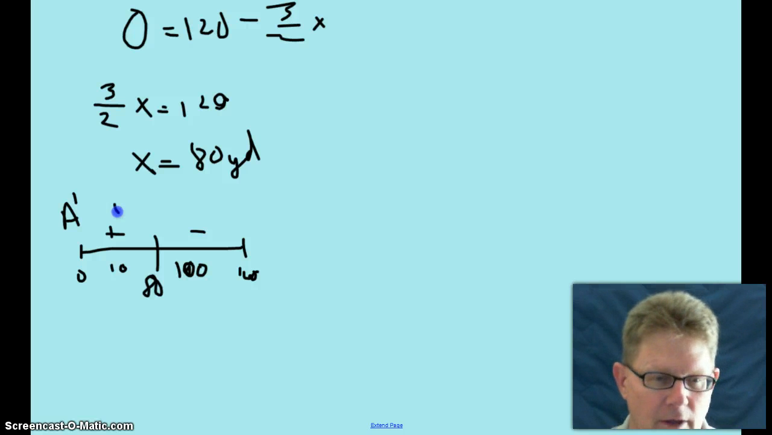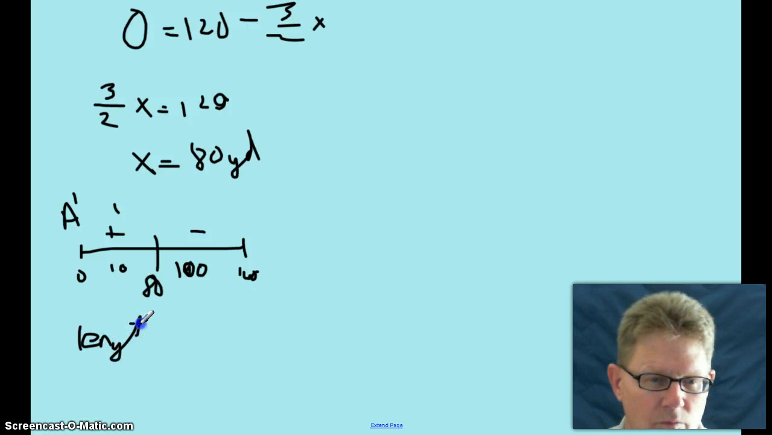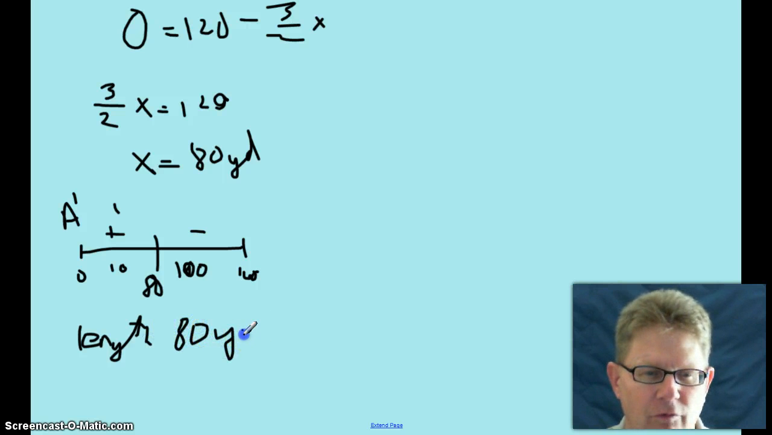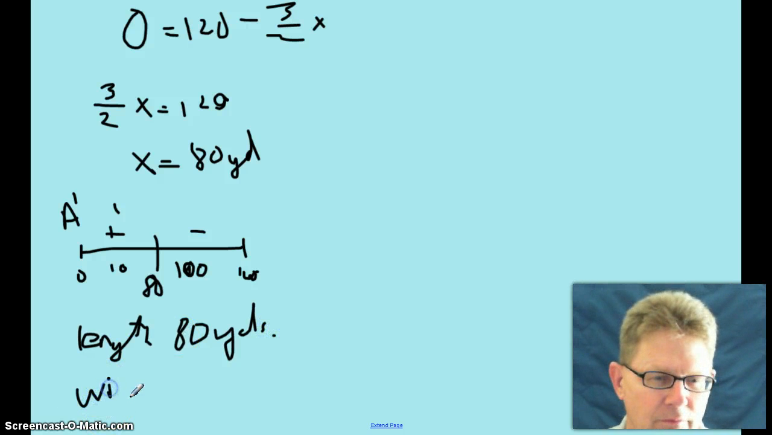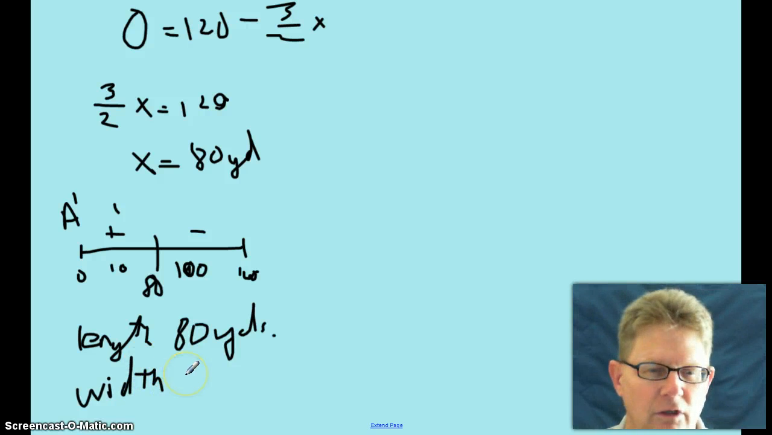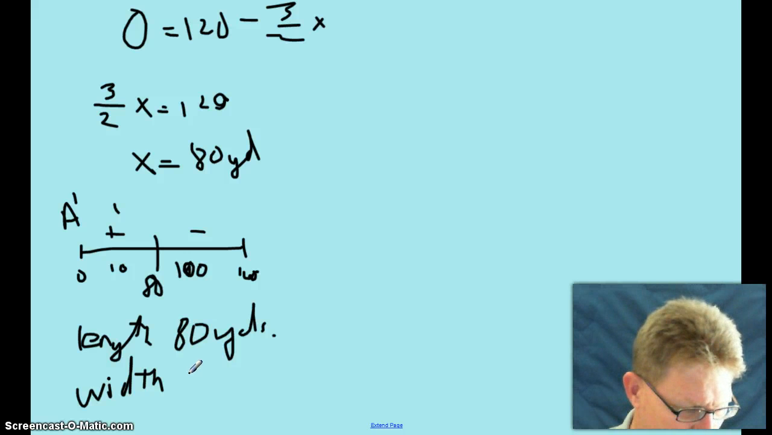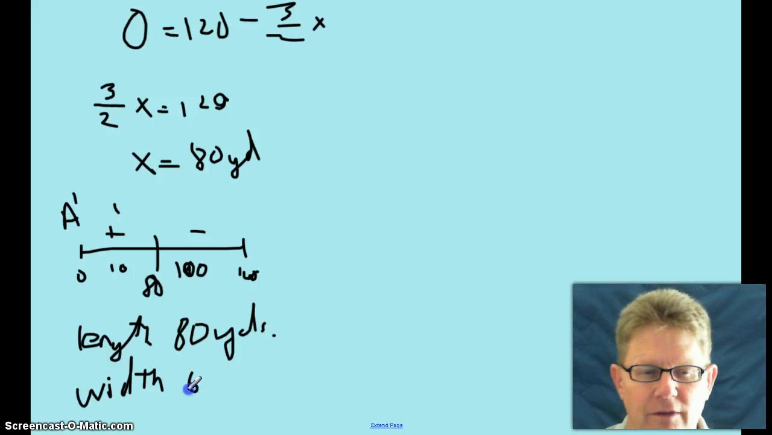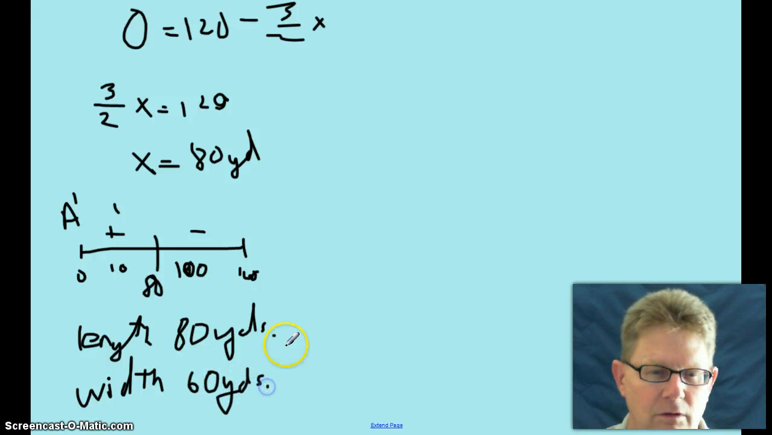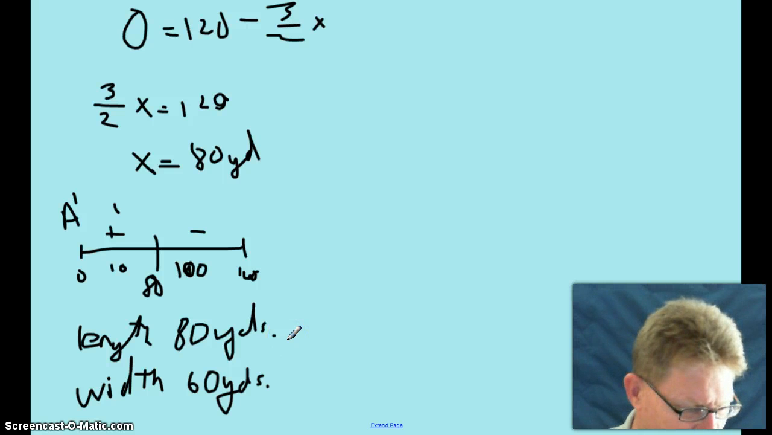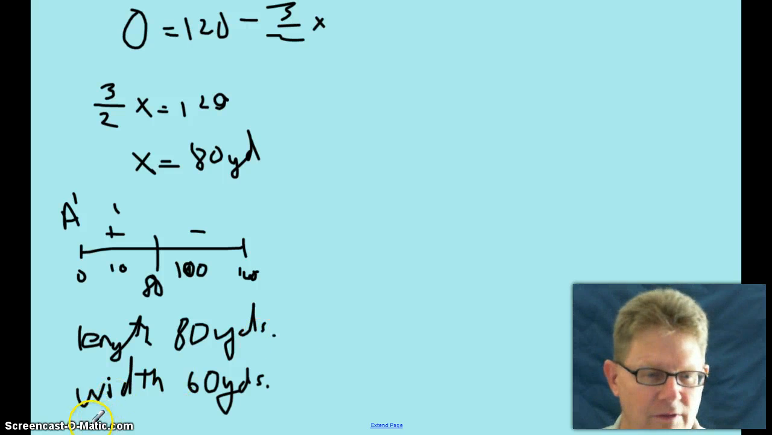So the length is 80 yards. Oh, I really got to fix this before I can do the next example. I'll tell you that right now. And the width, go ahead and put that back into the equation that you found for 6. And when you do that, you will find that the width is 60 yards. So that will maximize the area. All right, let's move on to the next example.